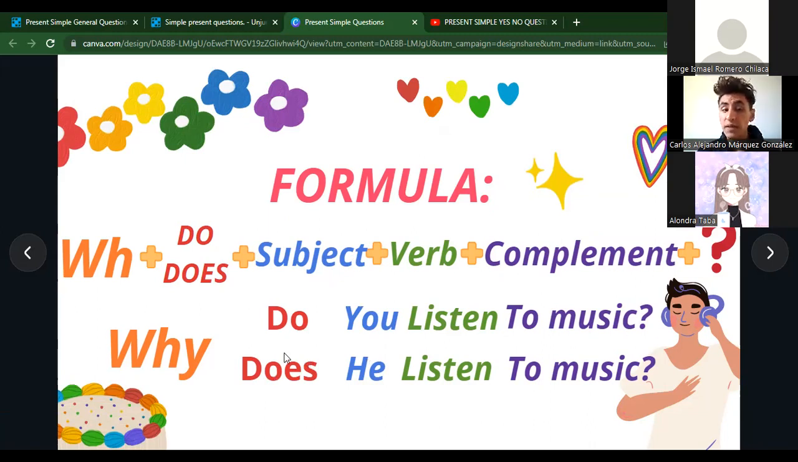And here we have some examples. Why? ¿Por qué? Why do you listen to music? ¿Por qué escuchas música? Why does it listen to music? ¿Por qué él escucha música? Okay. Why? ¿Por qué?